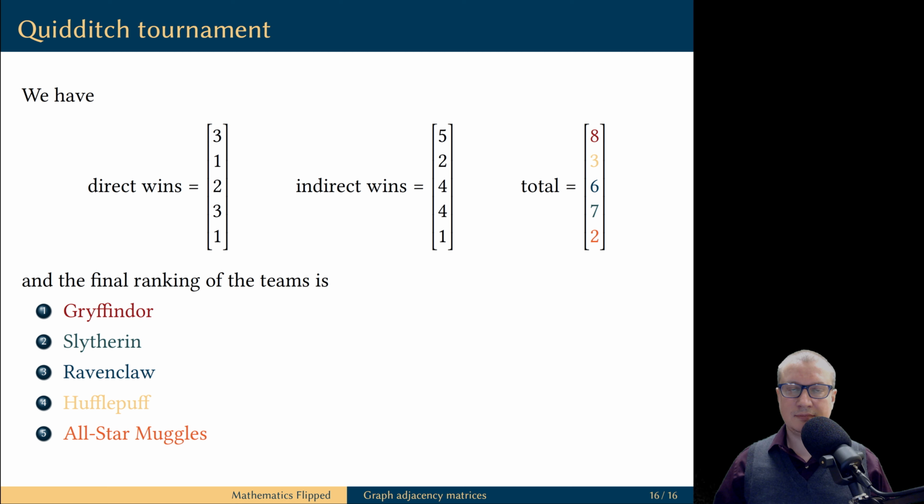Go Gryffindor! You know, I just realized that it's kind of odd that I was rooting for Team Gryffindor all the way along rather than for my native team of All-Star Muggles.